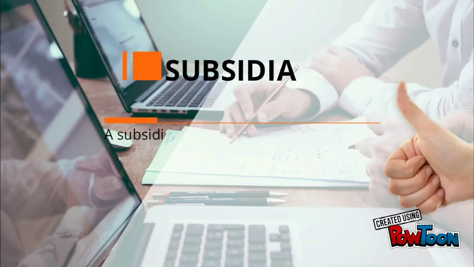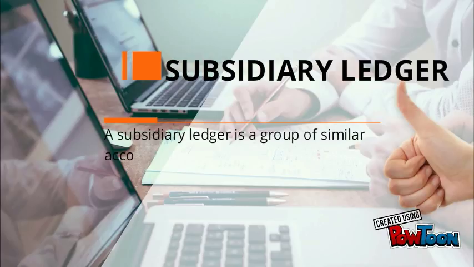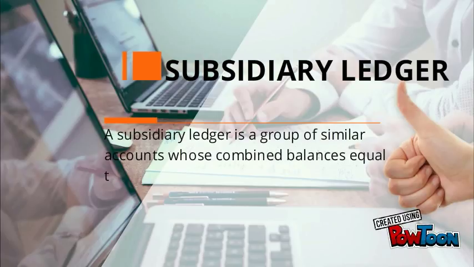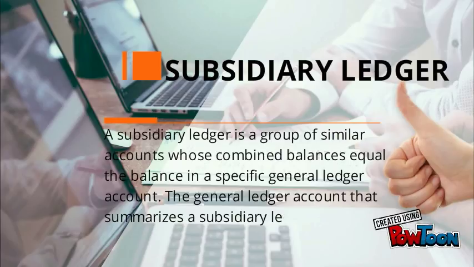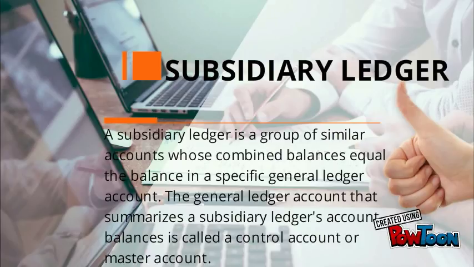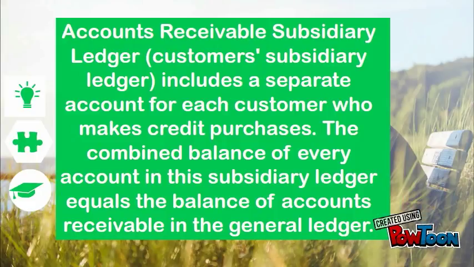A subsidiary ledger is a group of similar accounts whose combined balances equal the balance in a specific general ledger account. The general ledger account that summarizes a subsidiary ledger's account balances is called a control account or master account. Accounts receivable subsidiary ledger: the customer subsidiary ledger includes a separate account for each customer who makes credit purchases. The combined balance of every account in this subsidiary ledger equals the balance of accounts receivable in the general ledger.